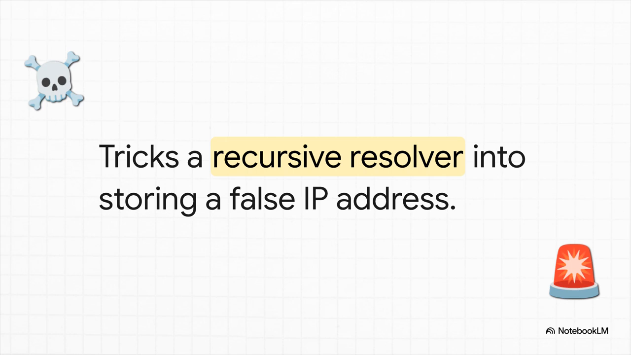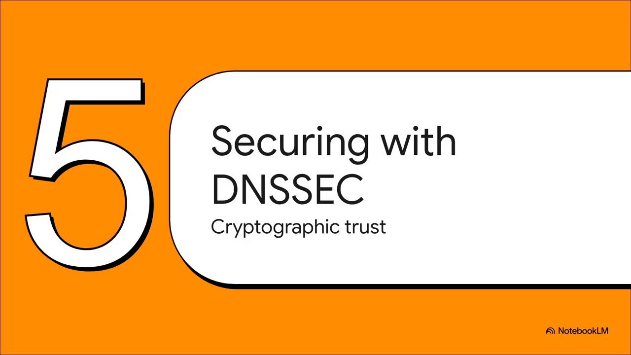DNS cache poisoning completely weaponizes that old trusting system. It literally tricks a recursive resolver into storing a false IP address. Think about how crazy this is. If an attacker manages to inject just one single lie into that cache, the resolver will confidently hand out the wrong IP to every single user who asks for it. You could type in the exact URL for your actual bank, and the poisoned phone book will just silently reroute you straight to a scammer's server. No warning, nothing. So, how do we fix it?